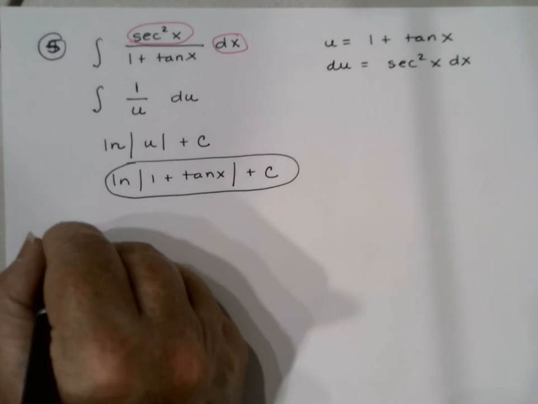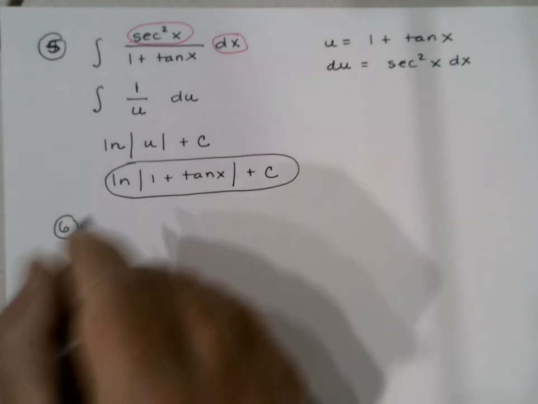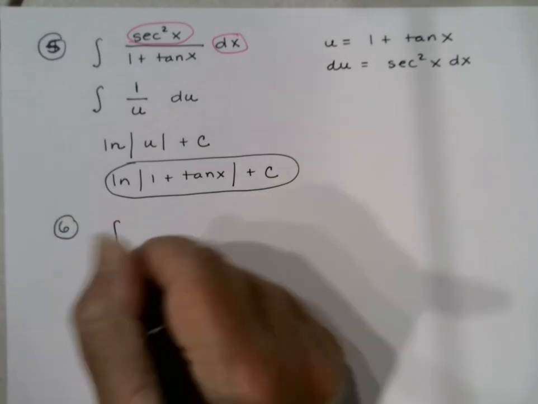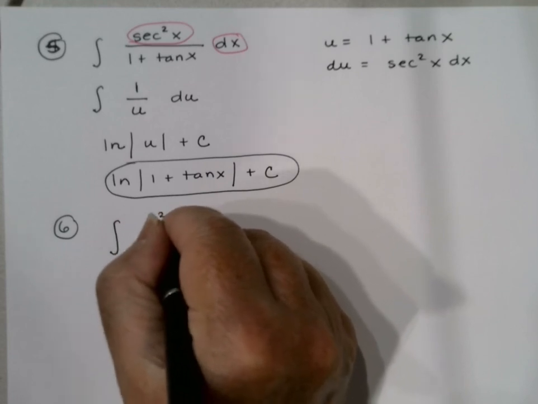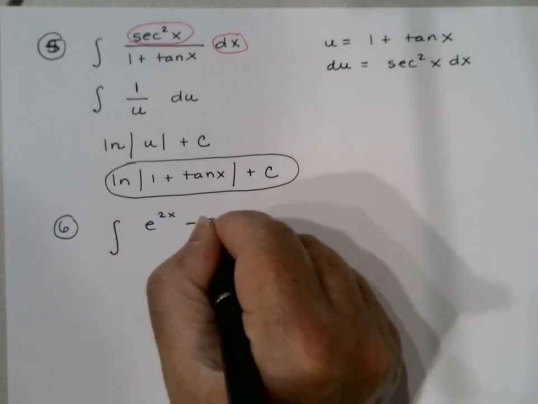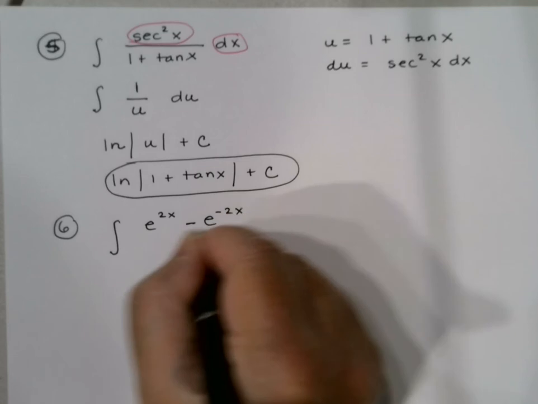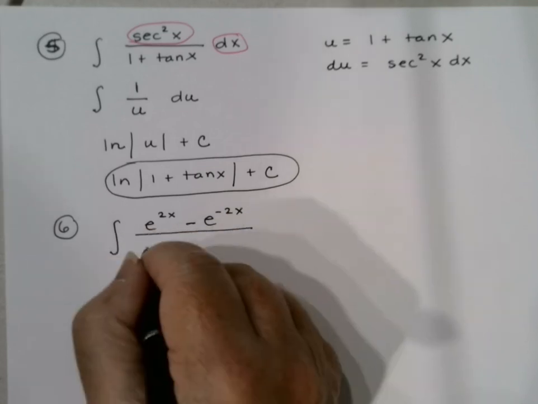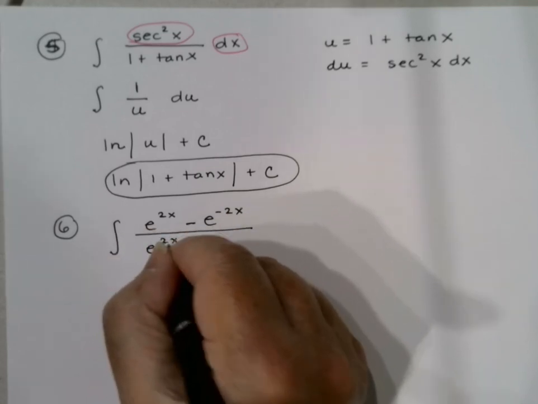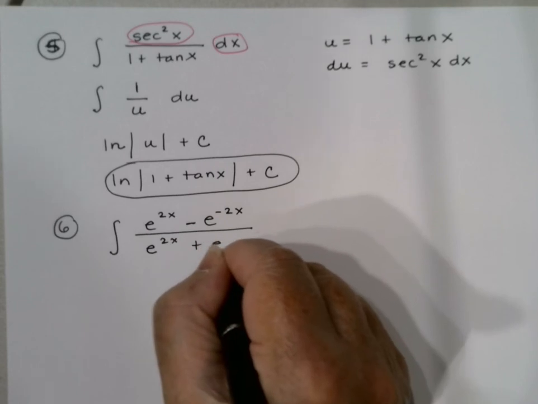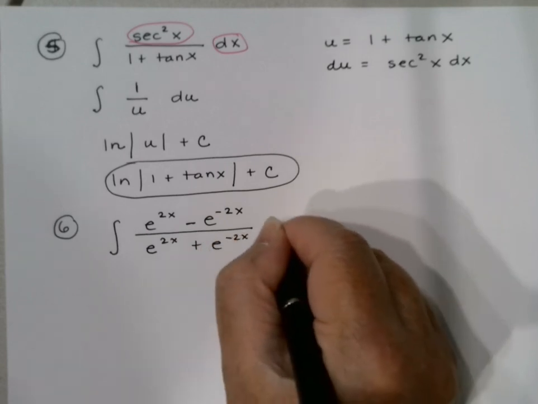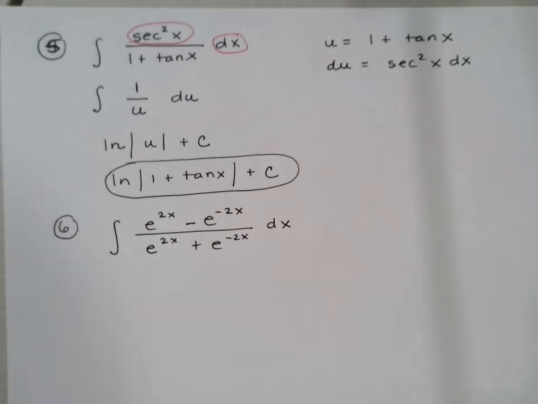All right, one more example. This last one, I'd like to integrate e to the 2x minus e to the negative 2x over e to the 2x plus e to the negative 2x dx. Looks a little complicated, but I'm going to try the same trick as we used in the last problem. I'm going to let u be the denominator.